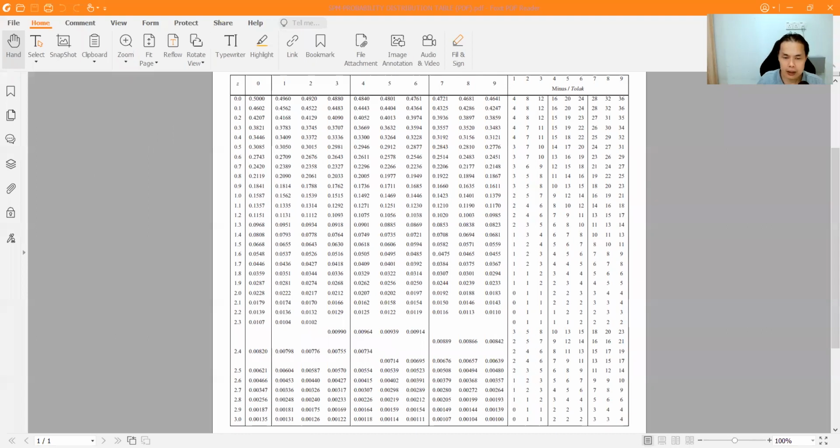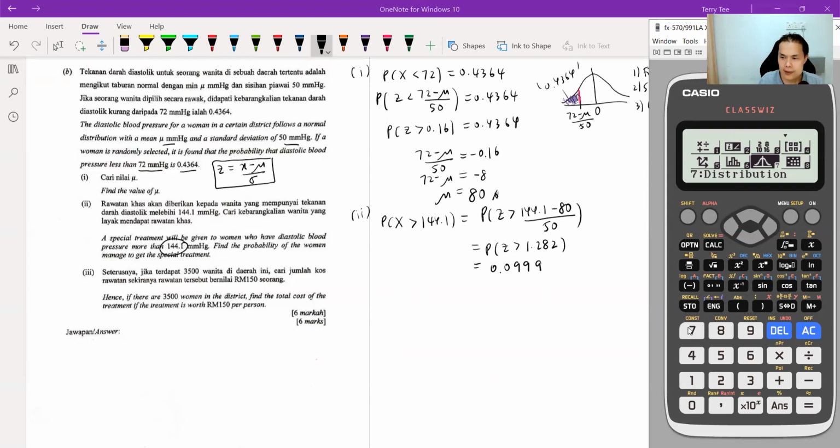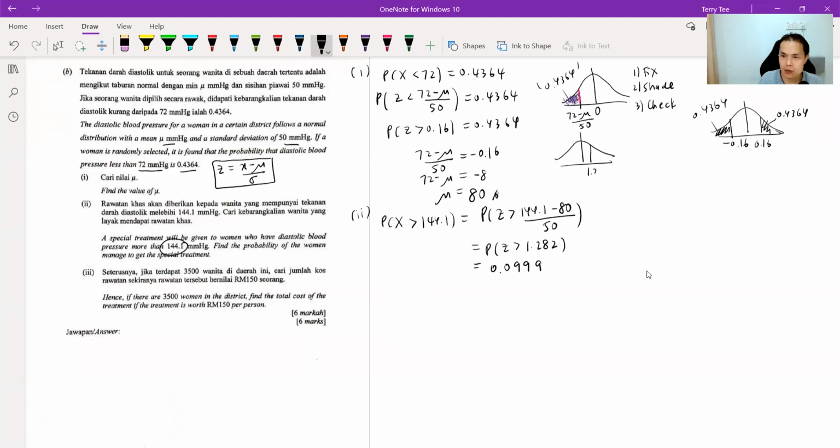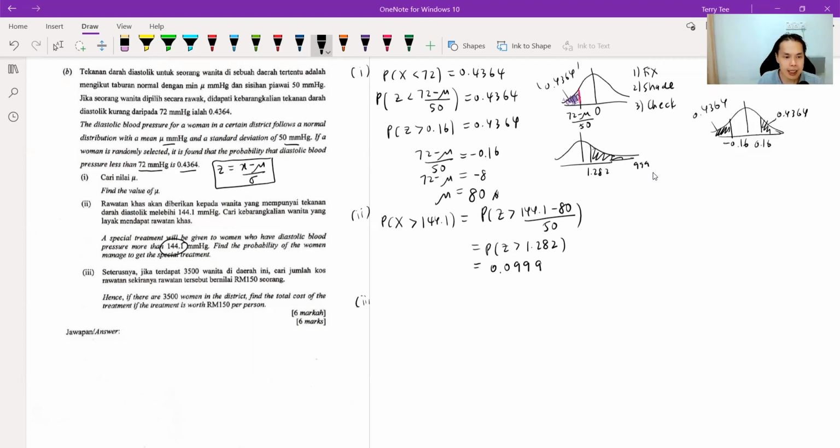Okay, so what if you have this calculator? Well, with this calculator, you press mode 7, go to number 2, normal CD. Now here your lower is 1.282. Remember, this 1.282 is over here. Your upper limit is infinity. We normally write 999. It goes all the way to infinity, right? So you put lower 1.282, upper 999, then your answer is the same value.